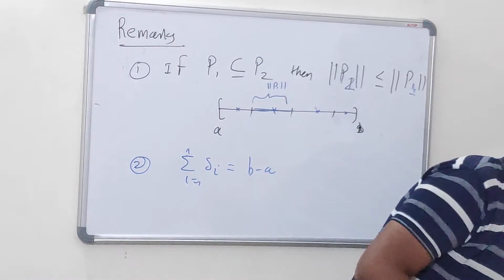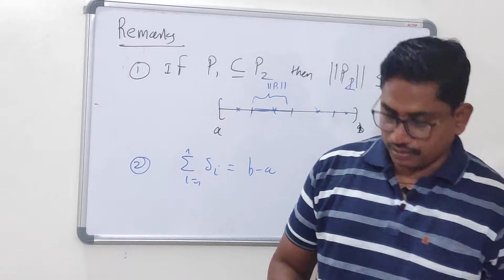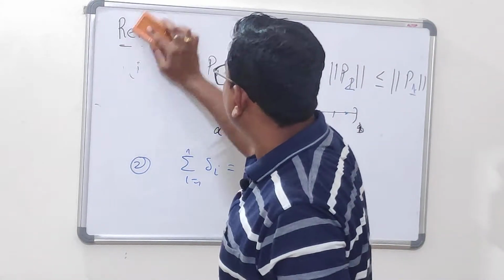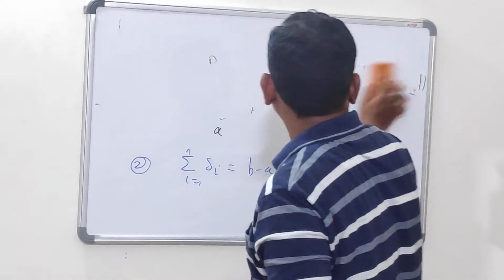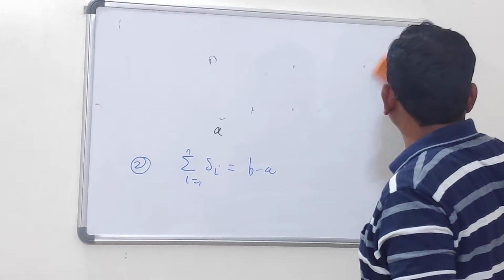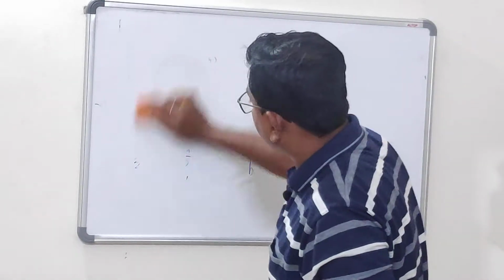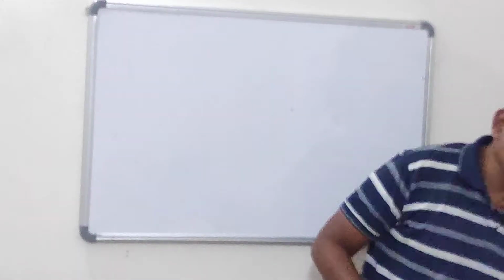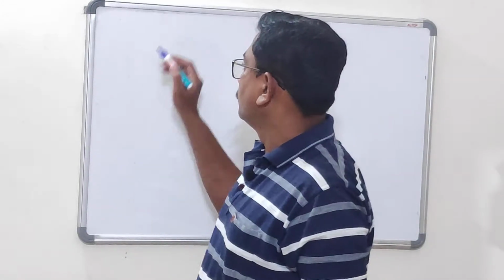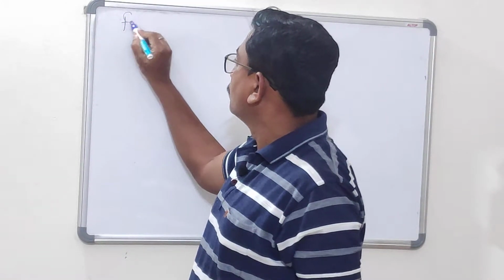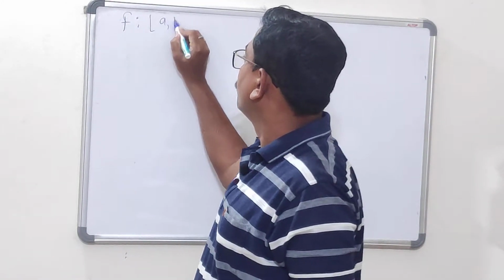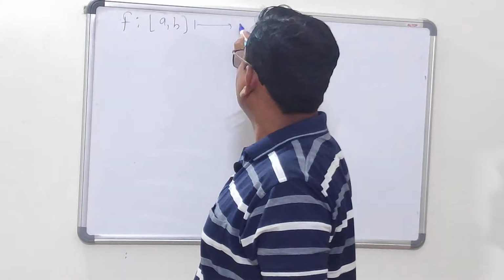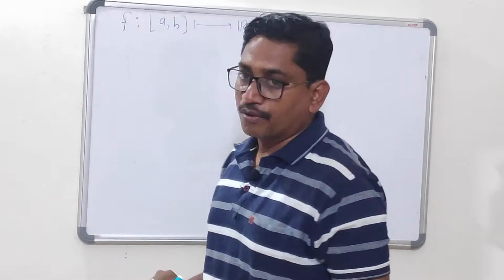So this is the remark about this refinement. Now I am going to define the upper and lower Darboux sums. So what is it? Initially, whatever function you have, it should be real valued on the closed interval [a, b] and should be a bounded function.